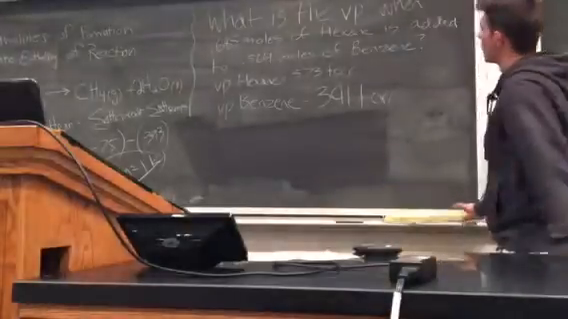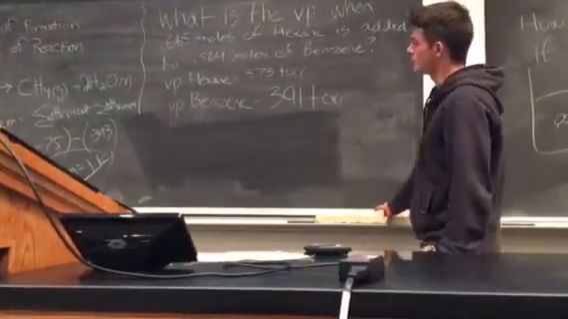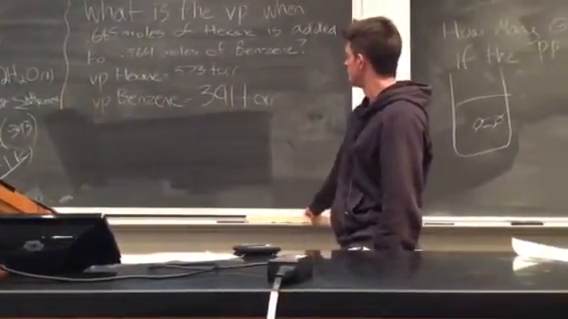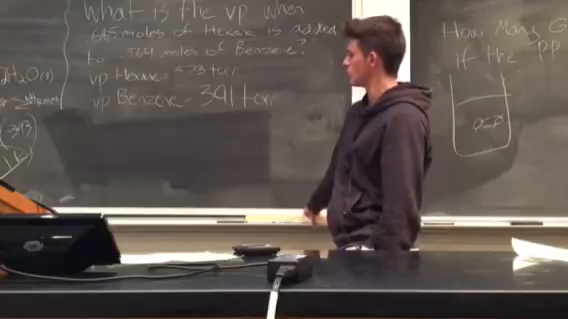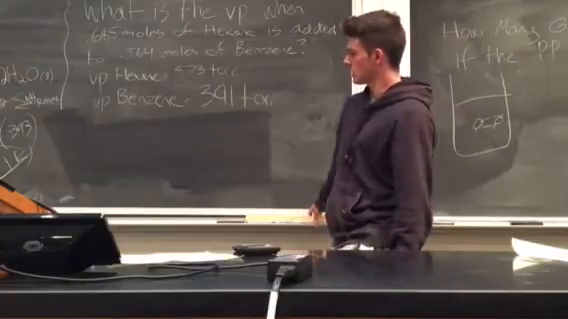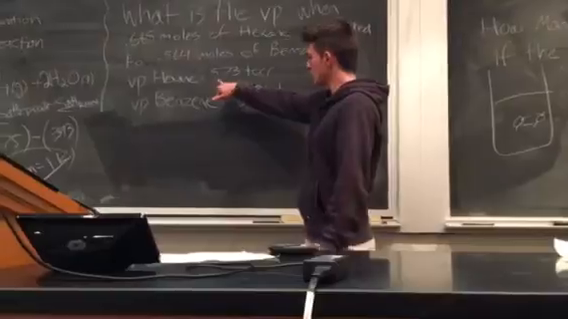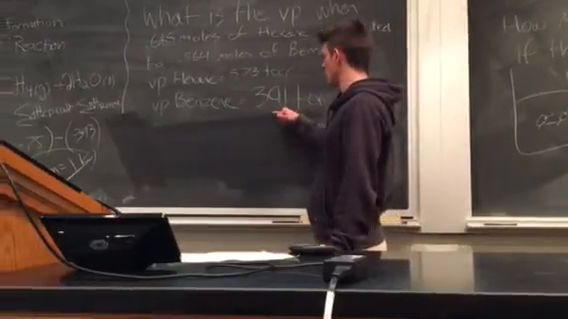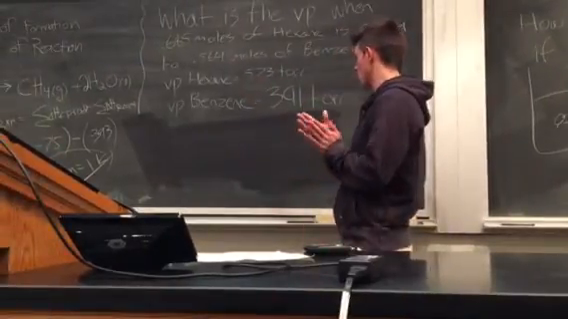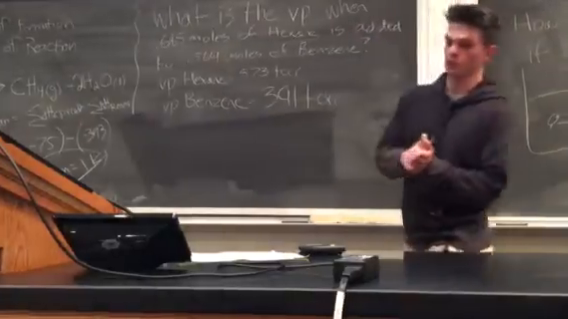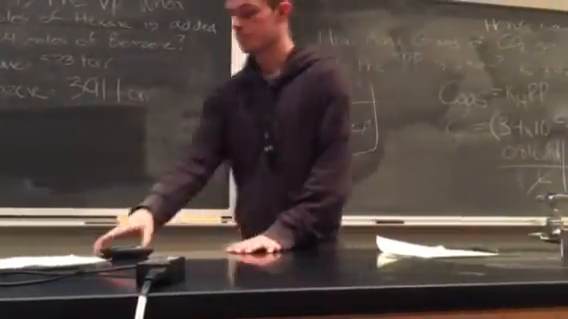What is the vapor pressure when 0.685 moles of hexane is added to 0.564 moles of benzene? The vapor pressure of pure hexane is 573 torr and benzene is 391. So just try that one really quick. It should take you about a minute.